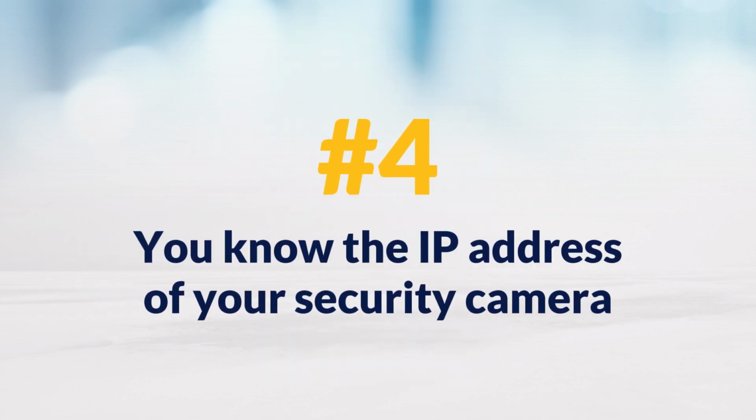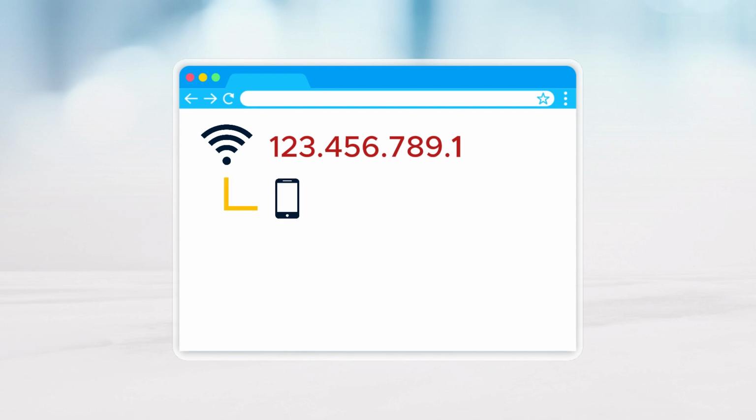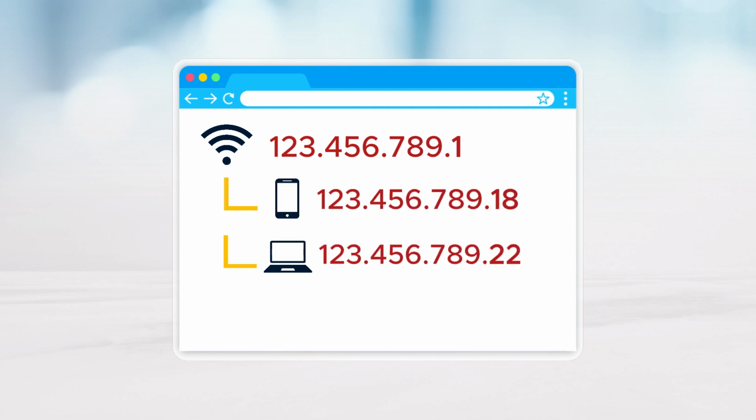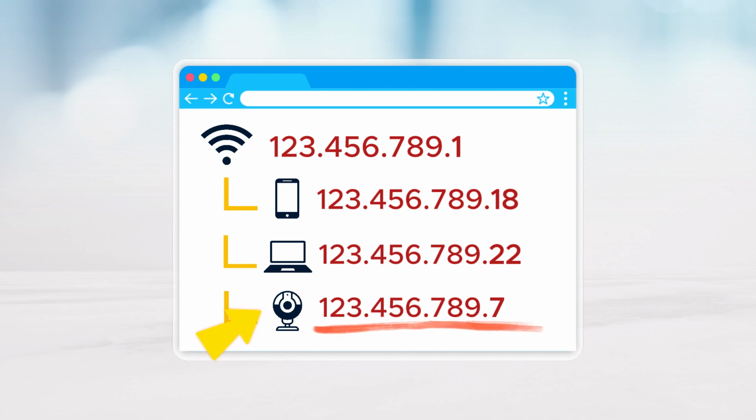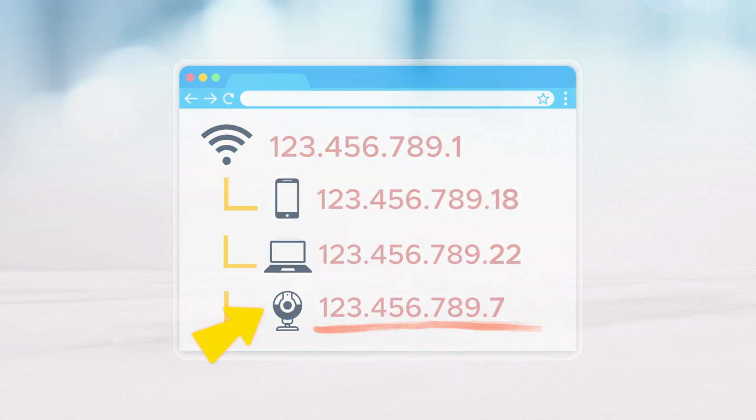Number 4, you know the IP address of your security camera. You'll need to know the security camera's IP address. Go to your Wi-Fi router settings and look at the list of devices connected to your Wi-Fi network. Find your security camera and write down its IP address, which consists of digits and dots.